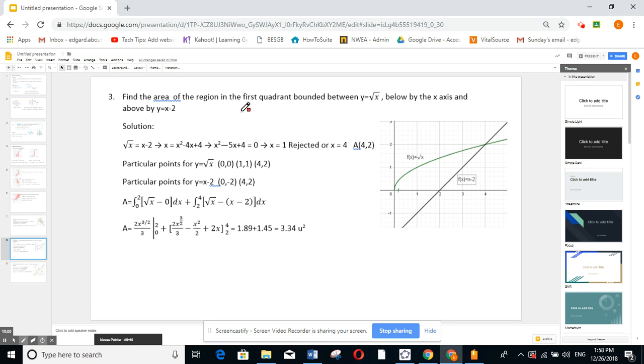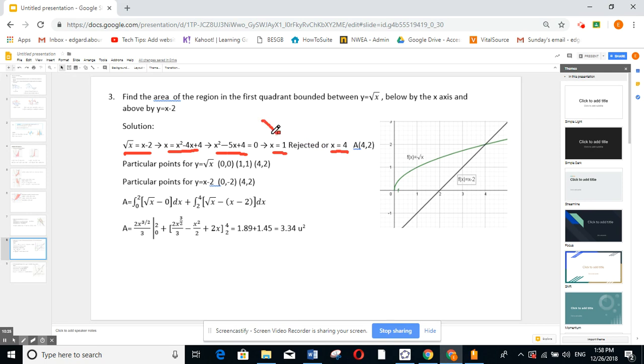Another example here. I want the area enclosed in the first quadrant, bounded between y equal root x, the x-axis, and above by y equal x minus 2. I have three boundaries here: root x, the x-axis, and y equal x minus 2. So I'm going to start with root x equal x minus 2. You square both sides. You have this equation, and you have two values.